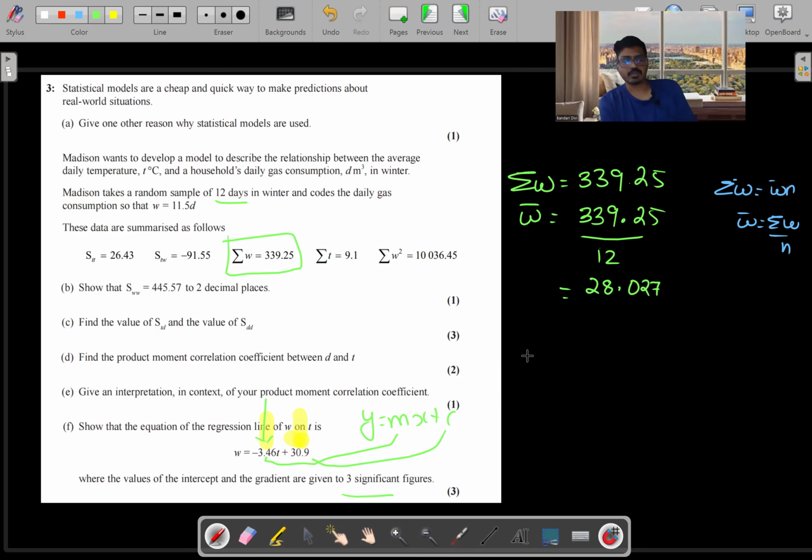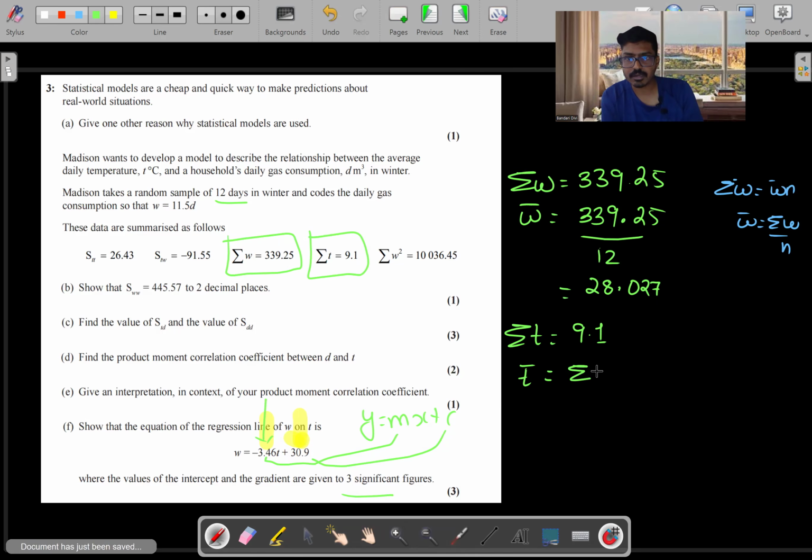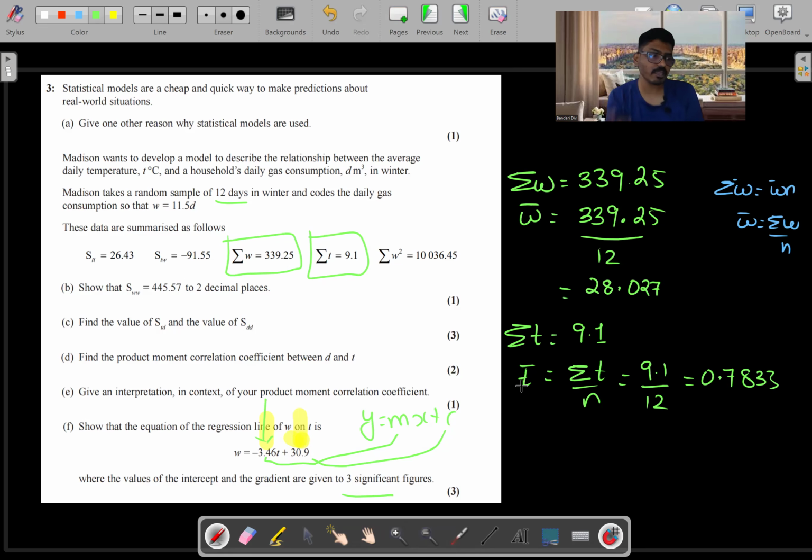And then we also need to calculate T bar. Sigma of T is given as 9.1, and similarly T bar would be equivalent to sigma of T upon N, which is 9.1 upon 12, which is going to be 0.7833. So this is the value of our T bar.